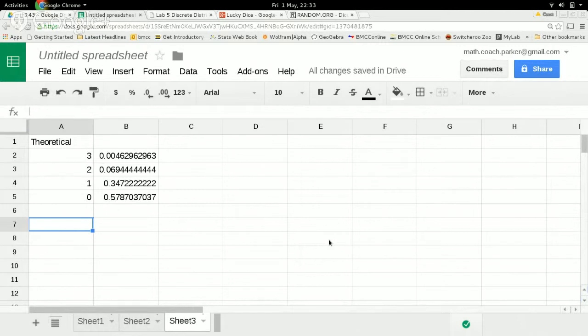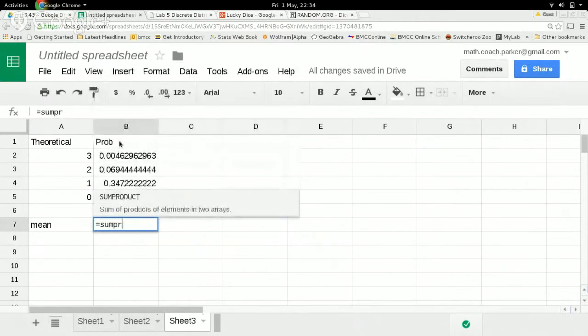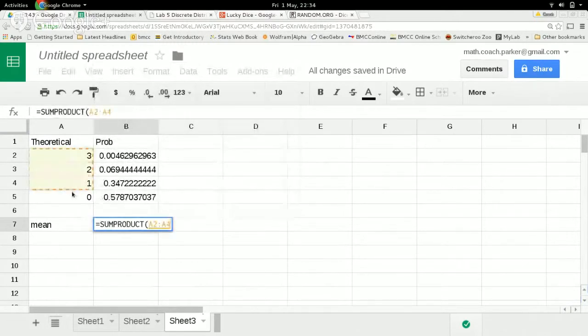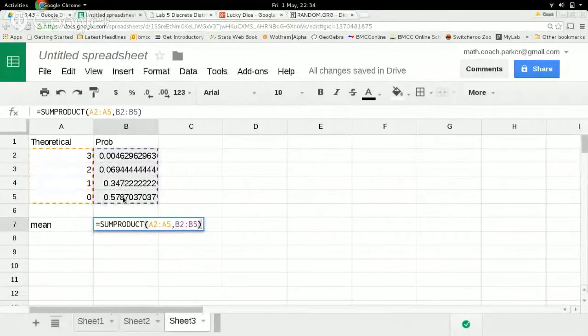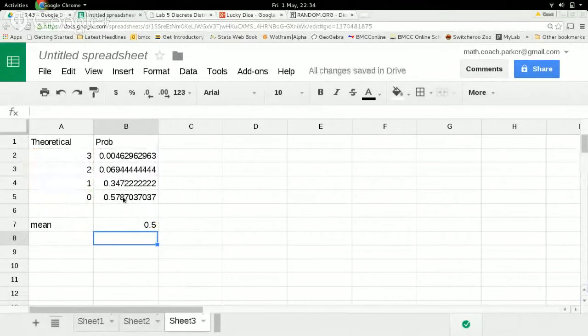The empirical results said I should expect to have between 0 and 1 matches each time. And to find the mean of a relative frequency histogram, which is also a probability distribution, you can multiply these two numbers together: 3 times its probability, 2 times its probability, 1 times its probability, 0 times its probability, and add them up. That is what's called sum products on a spreadsheet. So I take this group of numbers, multiply them line by line by this group of numbers, and then add them together. And it says I have an expected value of 0.5.